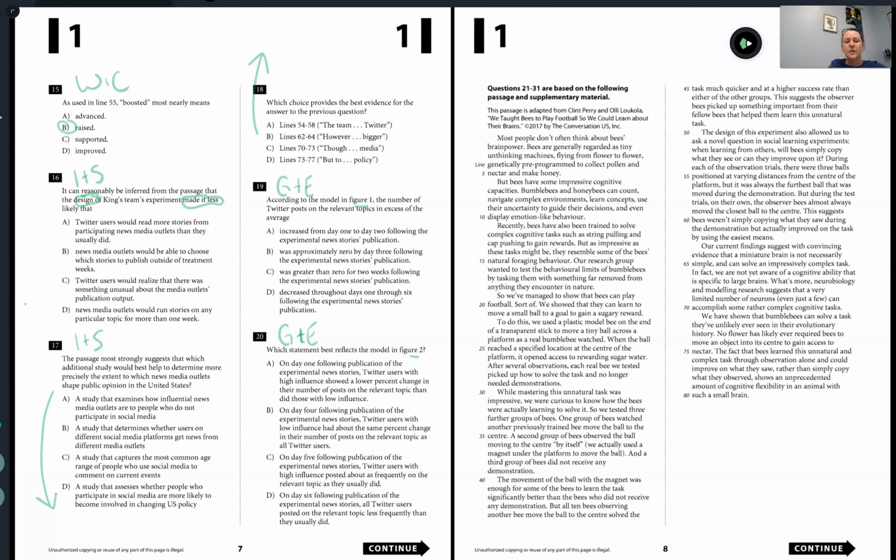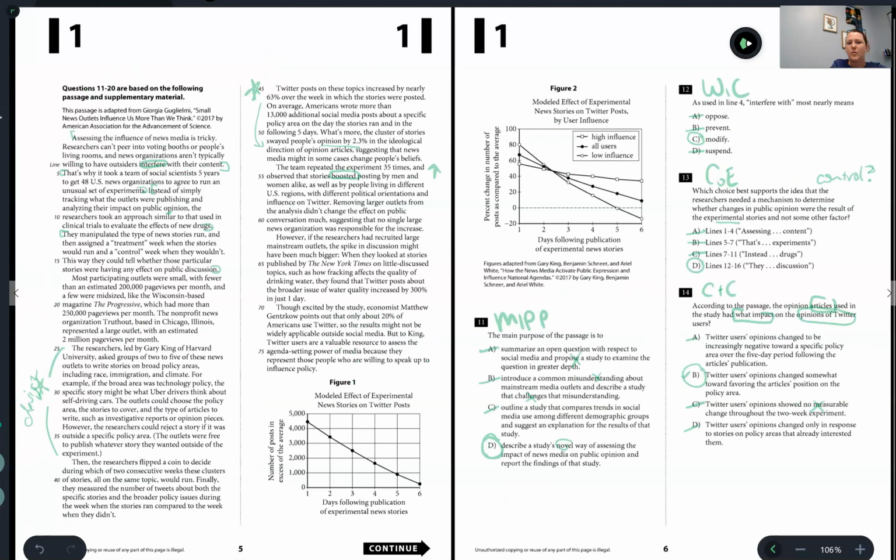Number 16, we need to find something in the design of the team's experiment that made it less likely for something to happen. So this is a little interesting because normally we would be hunting for this answer after line 55, but we need to look at the design of the experiment. So going back, let's see what they kind of prevented from happening based on their design.